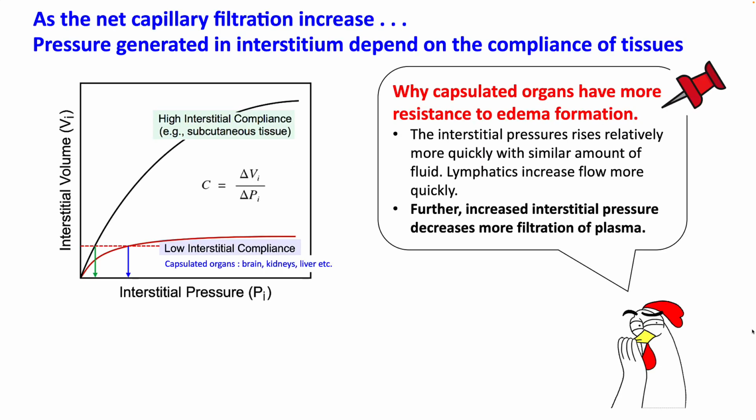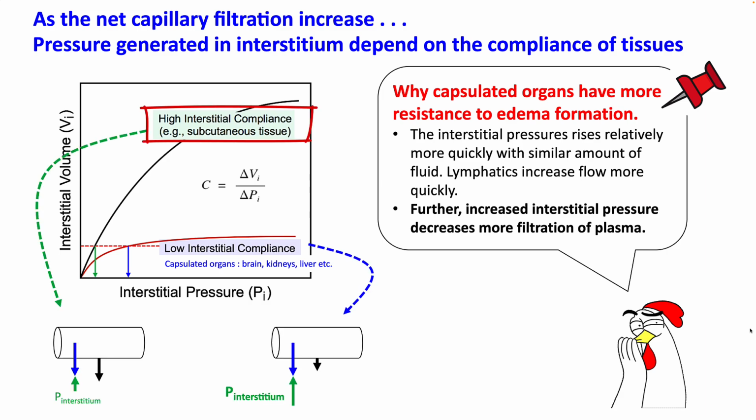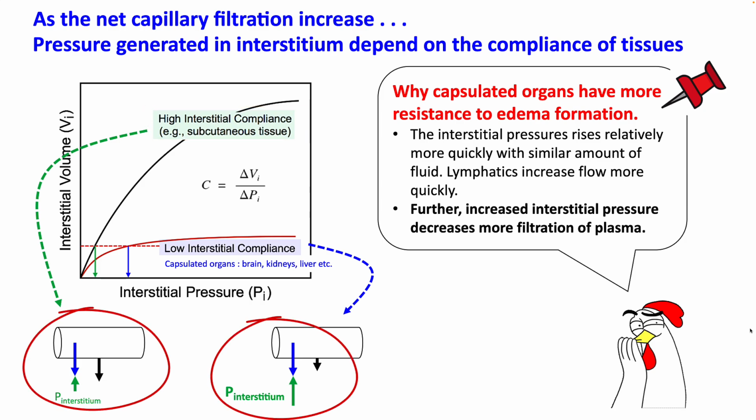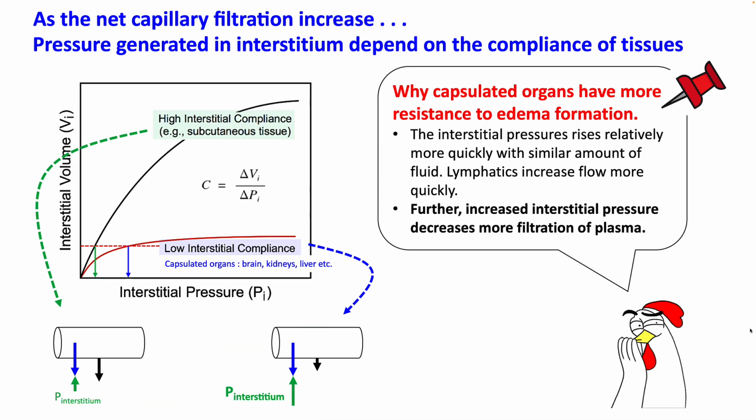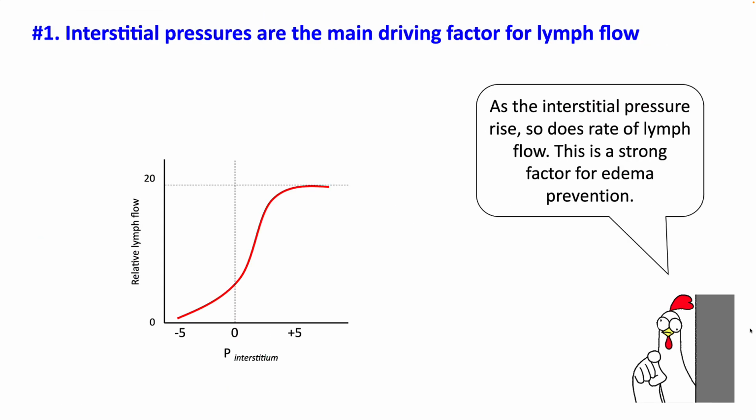The next important thing that you have to remember is as your net capillary filtration increase, the pressure generated in the interstitium will depend upon the compliance of the tissues. And there are organs with low interstitial compliance like brain, kidneys, liver, etc. and high interstitial compliance, for example, subcutaneous tissue. And this is important because the tissues with low interstitial compliance will have higher increase in your interstitial pressure for the same amount of volume that is filtered from the capillaries, thereby decreasing the hydrostatic pressure gradient and slowing down the edema formation. So the interstitial pressure are the main driving factor for the lymph flow.